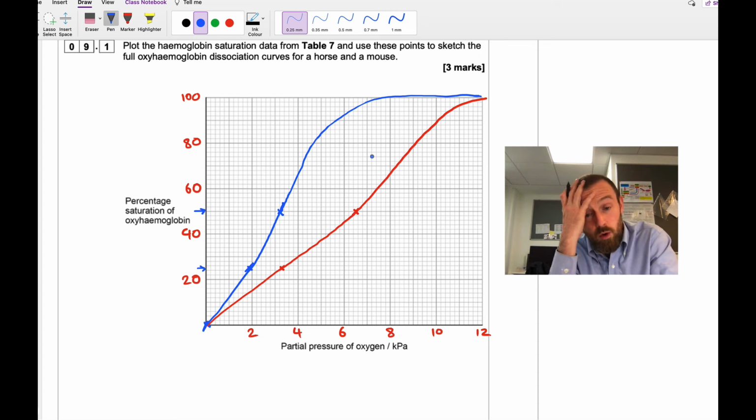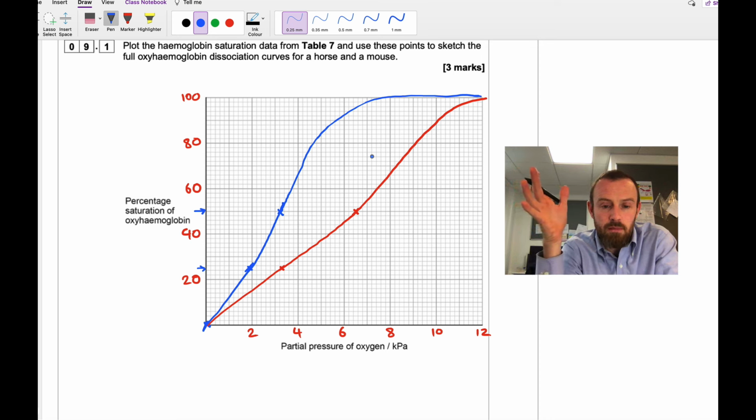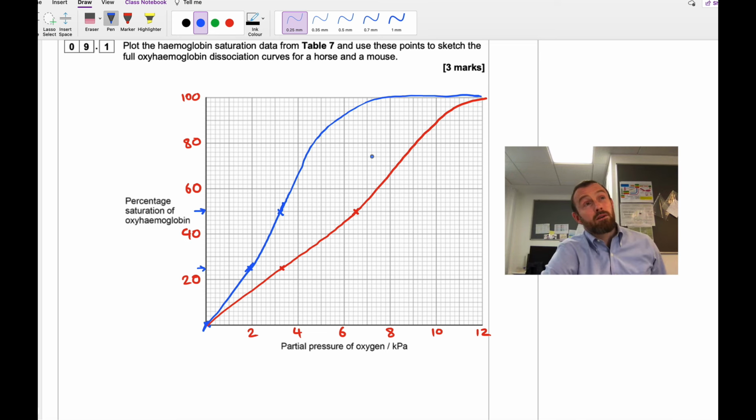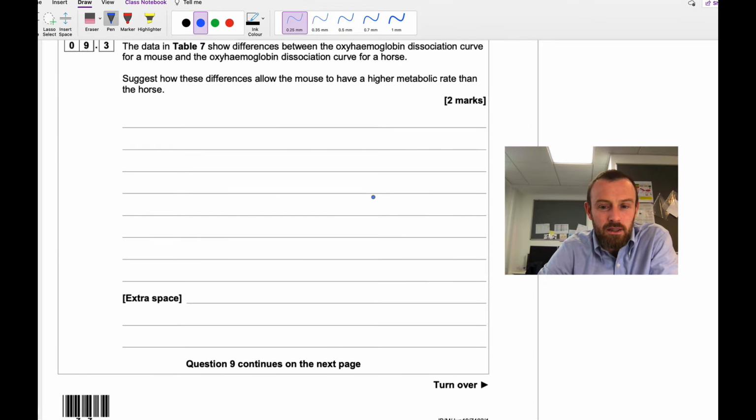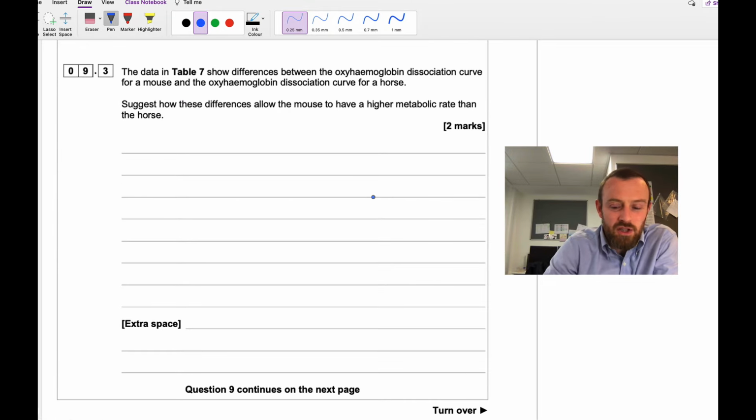So that means the horse is more fully loaded at lower partial pressures of oxygen, whereas the mouse is not fully 100% saturated with oxygen at intermediate partial pressures. So I think this means that the mouse can unload oxygen more readily, I think is the phrase we'd have to use. So we'd say that the mouse hemoglobin has a lower affinity for oxygen and can unload its oxygen at respiring tissues more readily, thus allowing a higher metabolic rate. 2 marks, that should do it. Let's check.